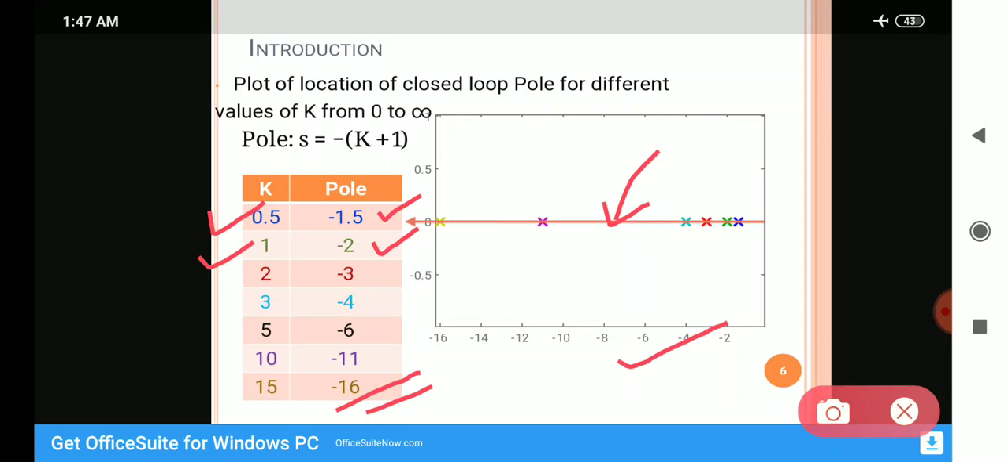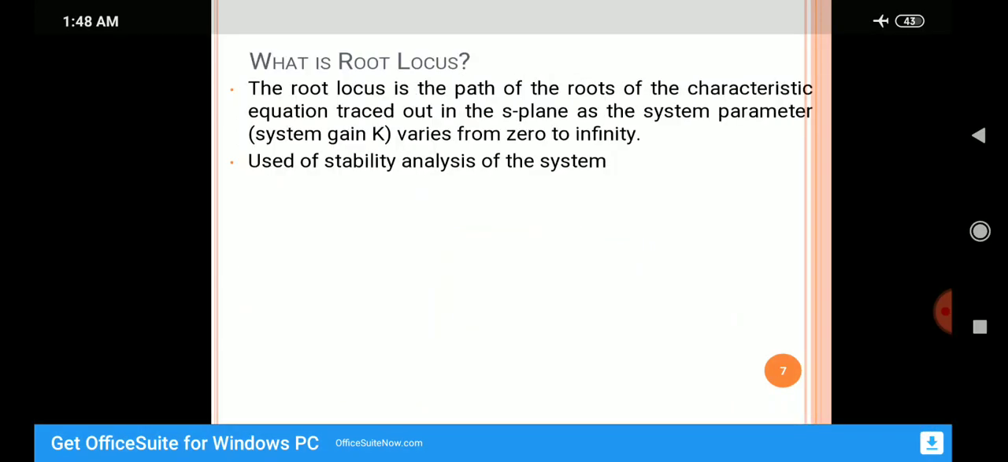There is only one pole. As I go on increasing the value of K and plot the points and join them together, it generates a straight line which is nothing but locus of the pole. Now this is nothing but root locus of the system. Now we can define the root locus of the system. Root locus is the path of roots of characteristic equation, that is path of poles of the system in S plane when the system parameter K is varied from 0 to infinity, and root locus is used for analysis of the stability of the system.